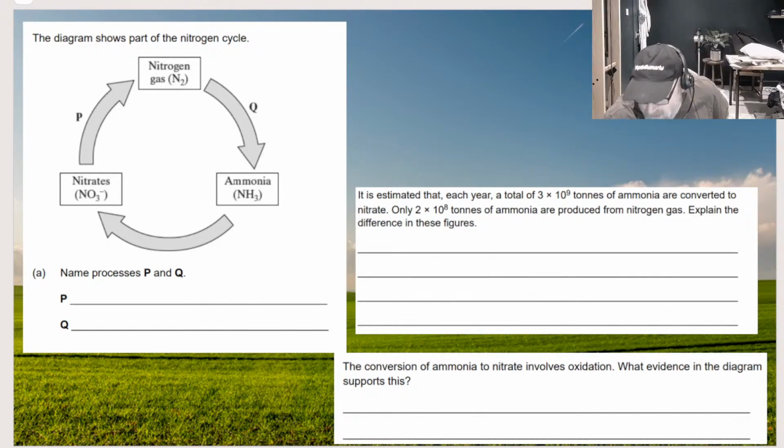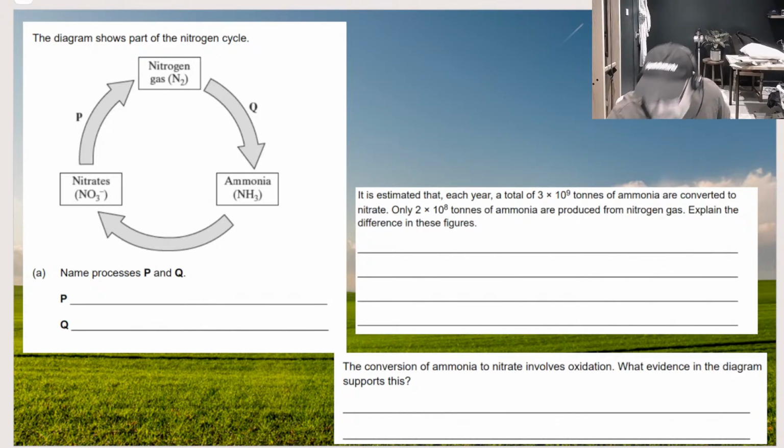Any questions about the nitrogen cycle, first of all? Has anybody got any questions they want to ask about the nitrogen cycle? A level. You do this in A2 in most exam boards. So, what has Mathilde said?